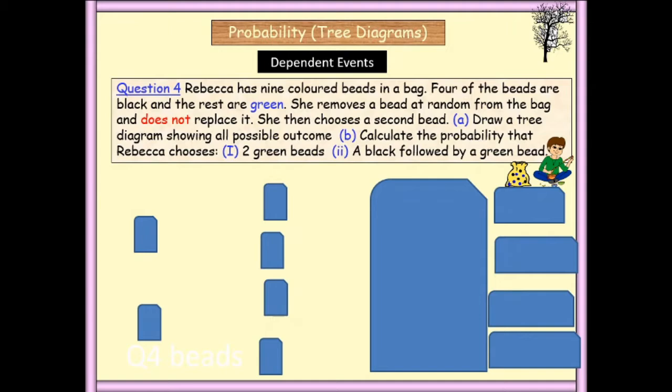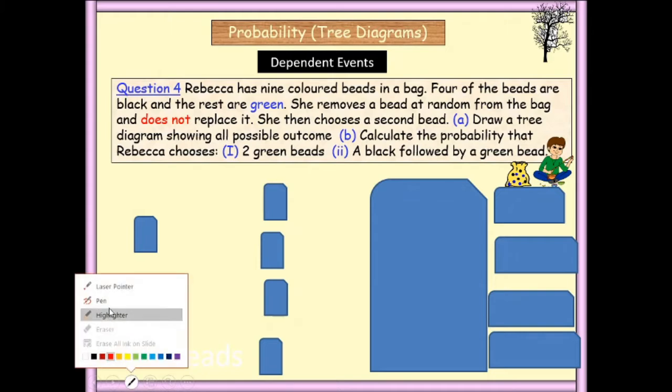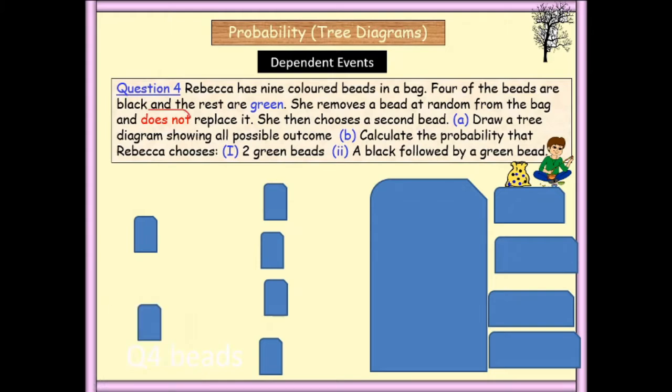So Rebecca has 9 coloured beads in a bag. 4 of them are black, the rest are green. She removes a bead at random and does not replace it. She then chooses a second bead. So let's draw this tree diagram out and then see what happens. The first thing we need to focus on is the bit where she says does not. That may change whether it's a dependent event or an independent event. Now, apart from the fact it's clearly a dependent event because it says it there, the does not means that the second set of results can be different to the first set.